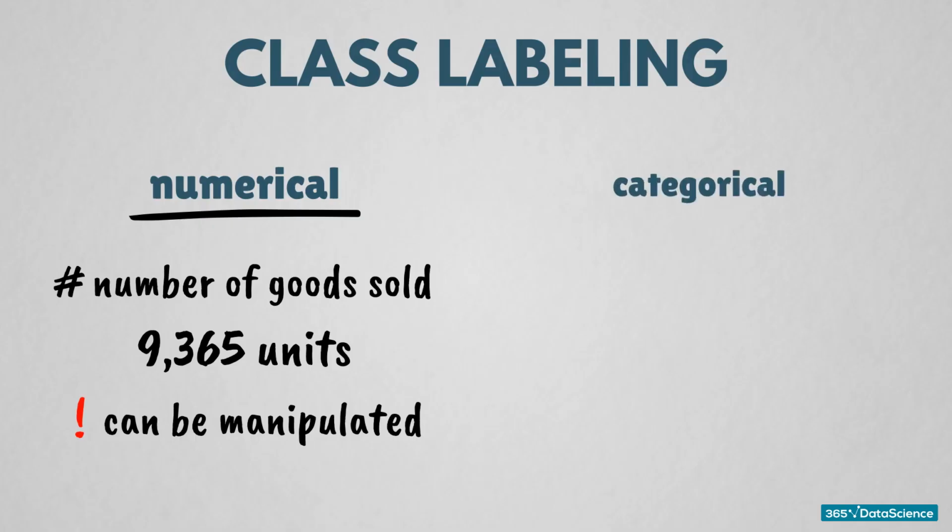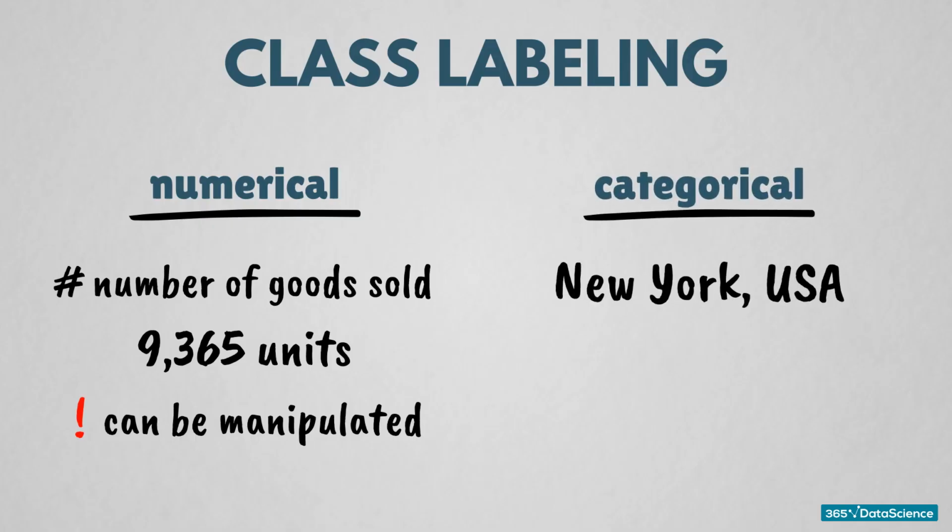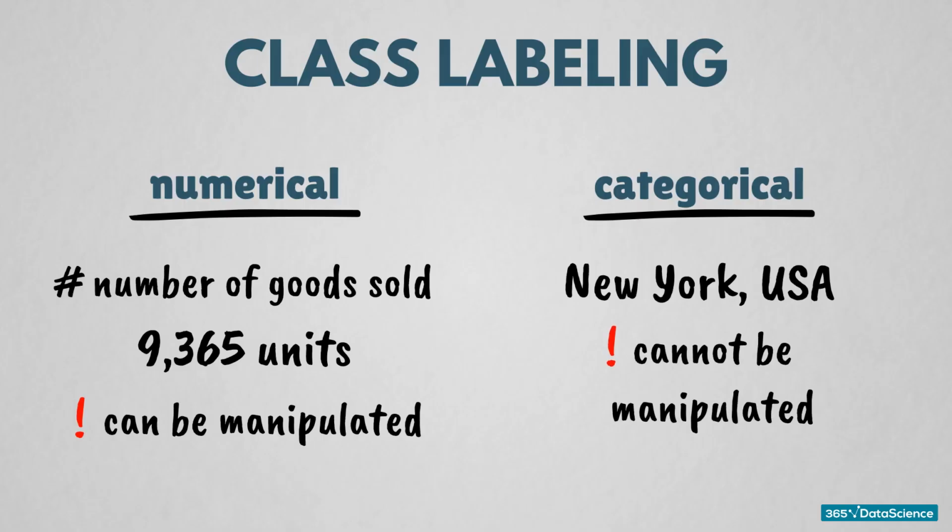The other label is categorical. Here, you are dealing with information that cannot have mathematical manipulations. For example, a person's profession or place of birth, as this just provides information about them.